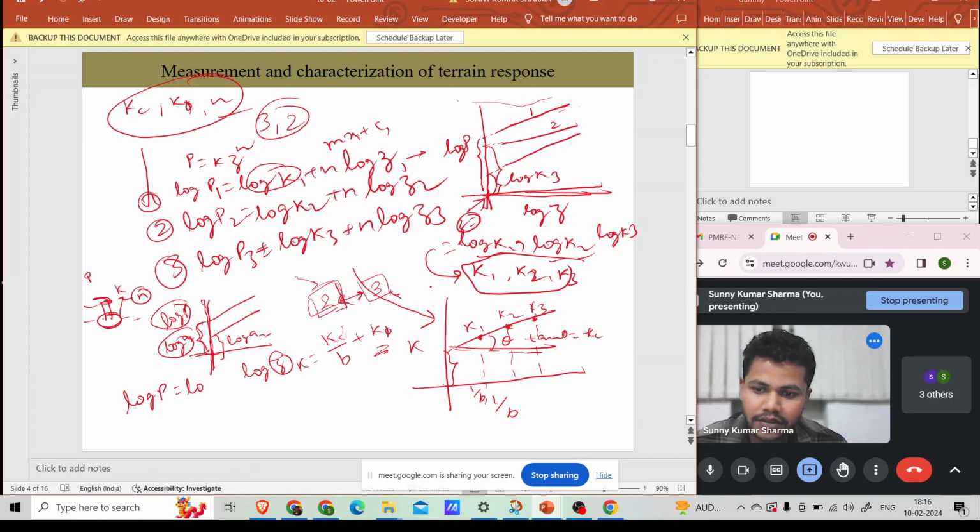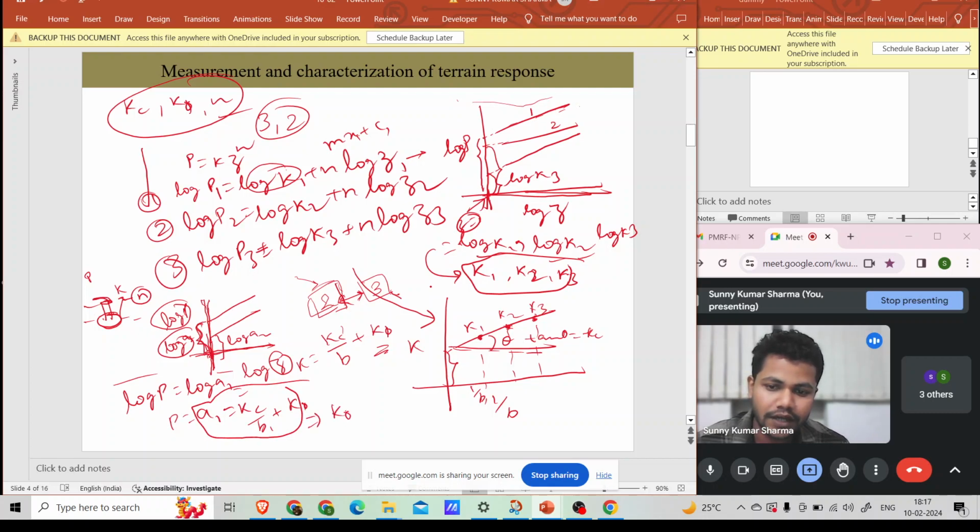Log P is nothing but log A1, which means P is equal to A1. And this is nothing but log K. This is our K value. And K is nothing but Kc by V, V1 plus K5. So from this equation also, if you find K5, you will get some value like V2 minus V1, I think, into V1 minus V1 V2 by V2 minus V1.